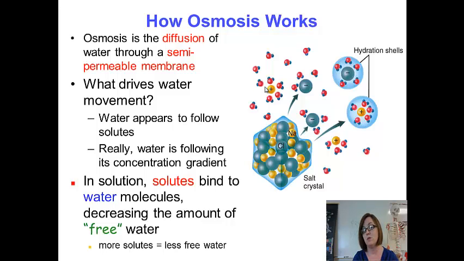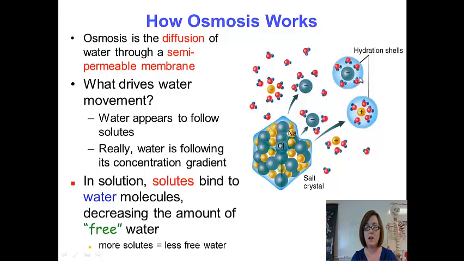Water is following its own concentration gradient, but it appears to be following solutes. Don't forget, in a solution, solutes bind to water molecules. So here, for example, we have salt crystals being dropped into water, and the individual sodium ions and chloride ions are breaking off the salt crystal because the ionic bonds are weak. And then what's happening is water is forming hydration shells around those solutes, right?